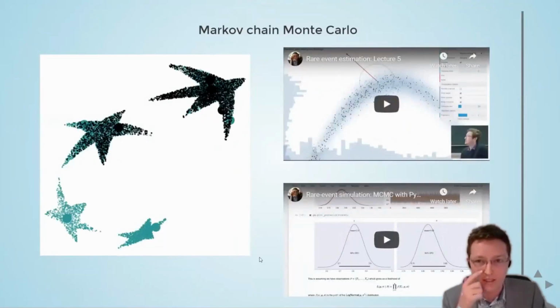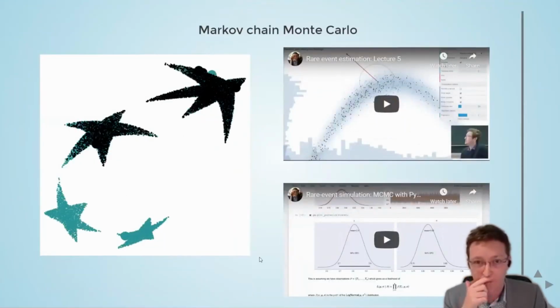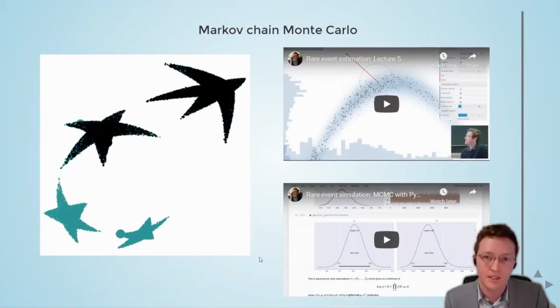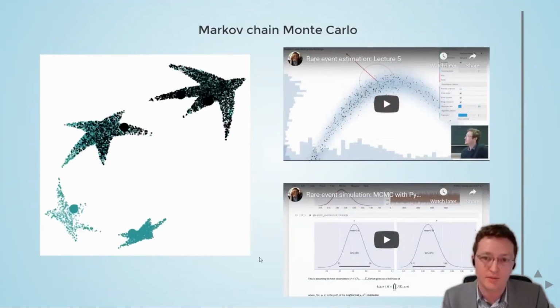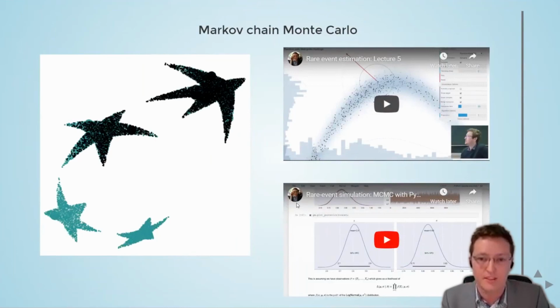So if you had a likelihood, then you would go ahead and just run a Markov chain Monte Carlo example. I'm not going to talk about MCMC here.